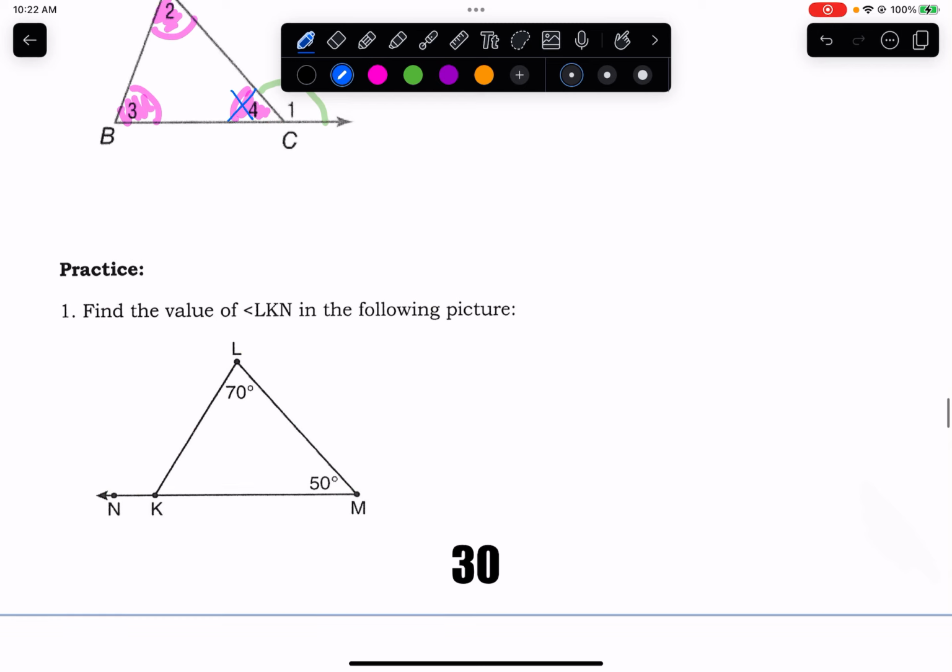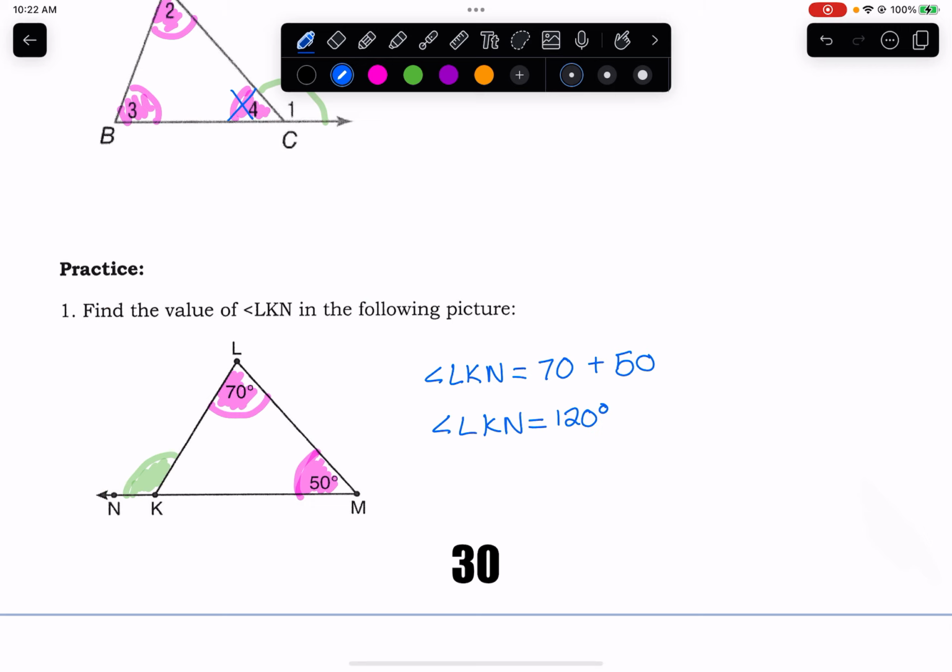Using that fact, if we look below, here is my exterior angle. So I know that that angle must be equal to the sum of my two pink angles. So if I want angle LKN, that must be equal to 70 plus 50. So angle LKN is equal to 120 degrees.